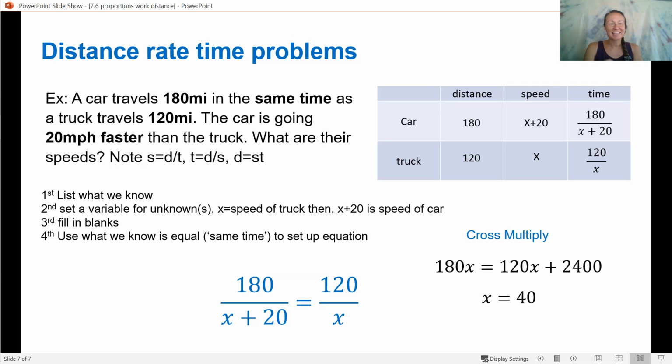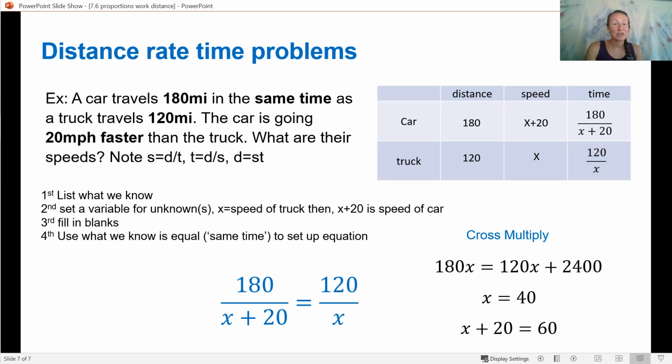That's not our answer yet. The question is, how fast is the car going? How fast is the truck going? We used x to represent the speed of the truck. So the speed of the truck is 40 miles per hour. We can see from our table that the speed of the car is x plus 20. So the speed of the car is 60 miles per hour.